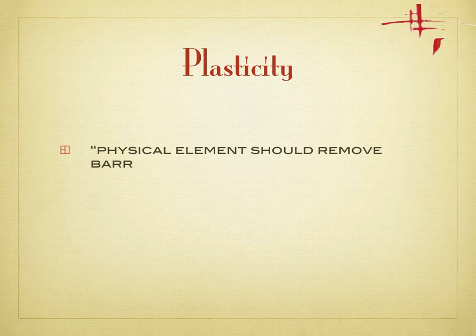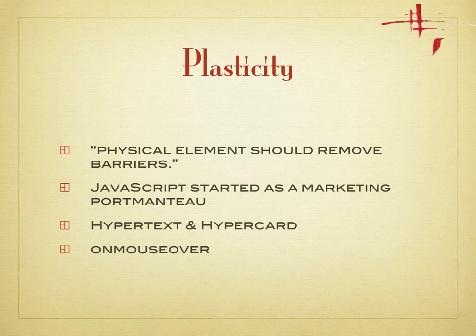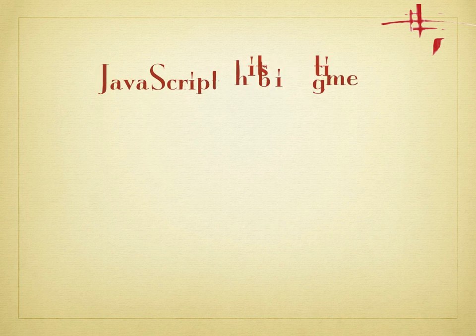The third is plasticity, and it means physical elements should remove barriers. Let's talk about JavaScript a bit. JavaScript started out as a marketing portmanteau between LiveScript, which they were developing, and the popularity of Java from Sun. So they asked Sun if they could use the name Java and rename it JavaScript. That's not an auspicious beginning for a language, but they did it because there was a feature in hypertext implemented by Bill Atkinson called HyperCard that allowed you to do events on mouse over or whatever. So they just wanted to add enough to HTML to add things like on mouse over events. They didn't really care that the language sucked.